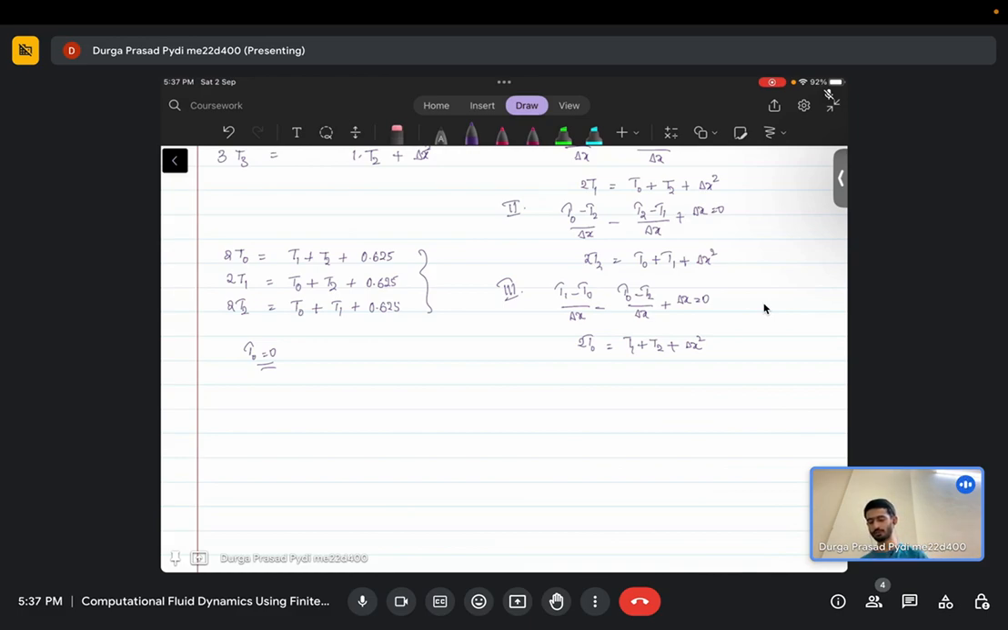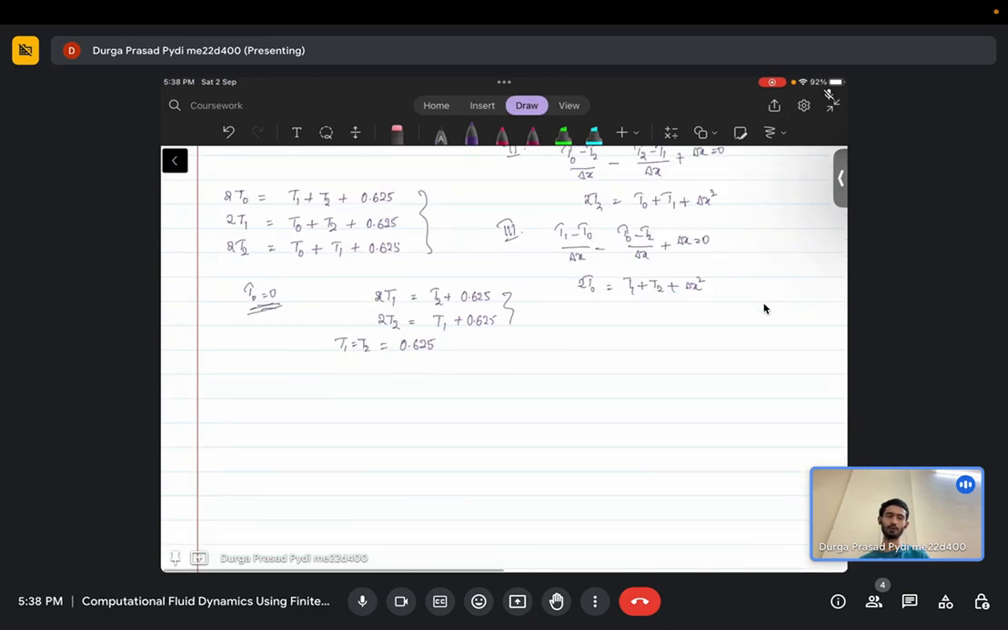So if we fix t0 to be 0, then we take the second two equations. So 2t1 will be t2 plus 0.625, and then 2t2 equals t1 plus 0.625. You can see from these two equations that t1 equals t2, which gives us 0.625. If we do not fix any value for t0, then we won't get any unique solution. So we need to fix one reference value and then get the other values in terms of that reference value. I think this is clear. We discussed this last week.